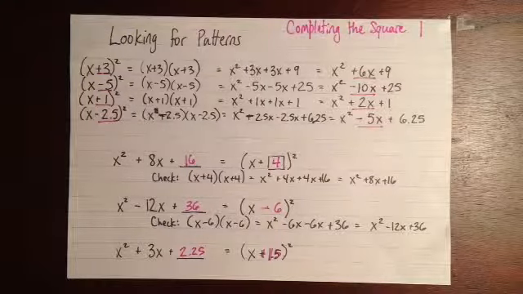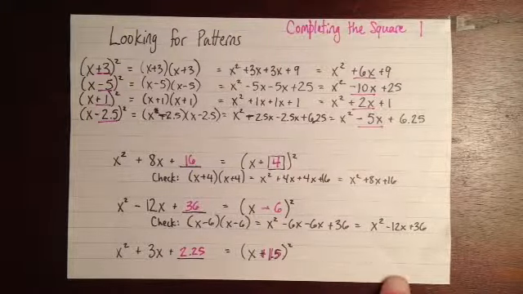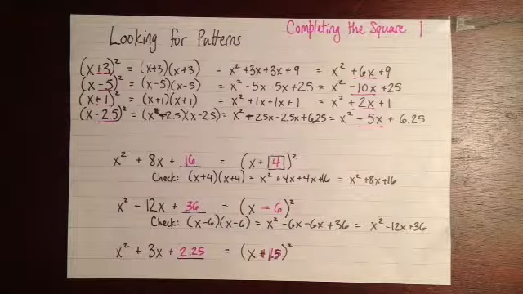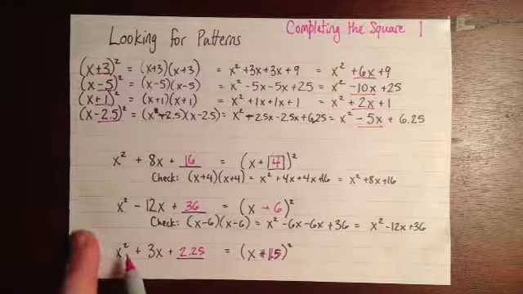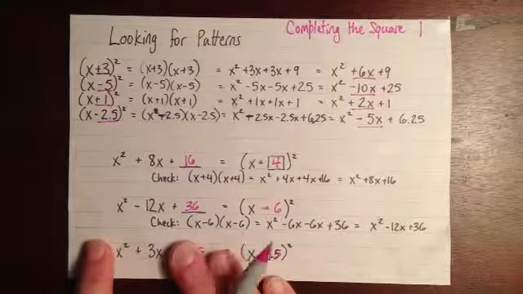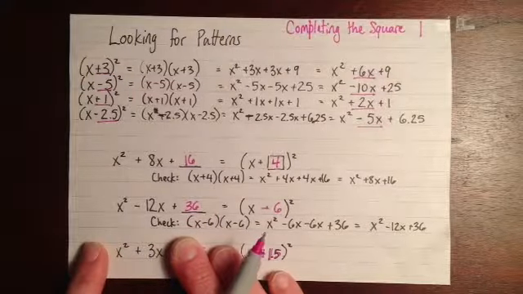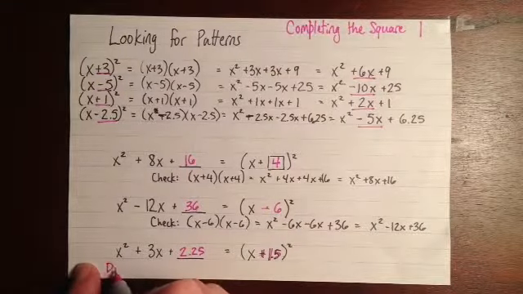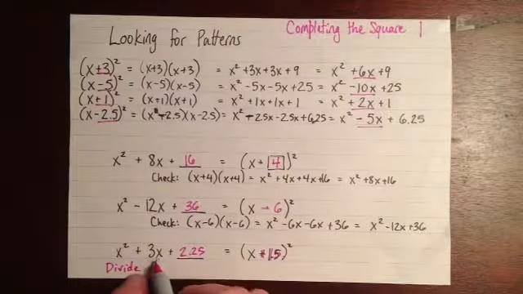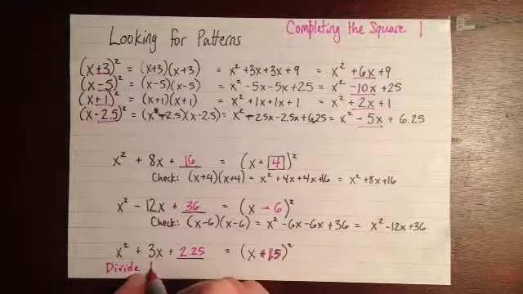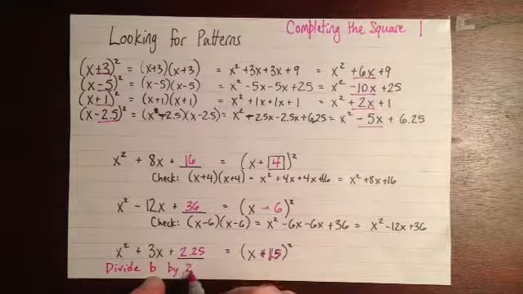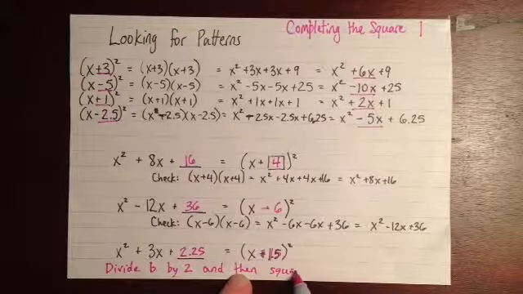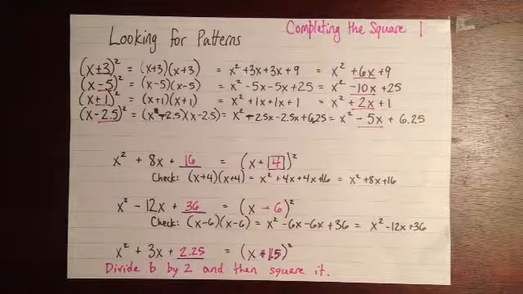Okay. And then we can check that one too. I'll leave that to you to check. If you're not sure, just multiply this one out. You should get that. So your job is going to be to look at something like x squared plus 3x and say what could we add to that to make it a perfect square. What you're going to do is divide the b term, and I'll call it the b term because we've always called it that, by 2, and then square it. That's what we did here.